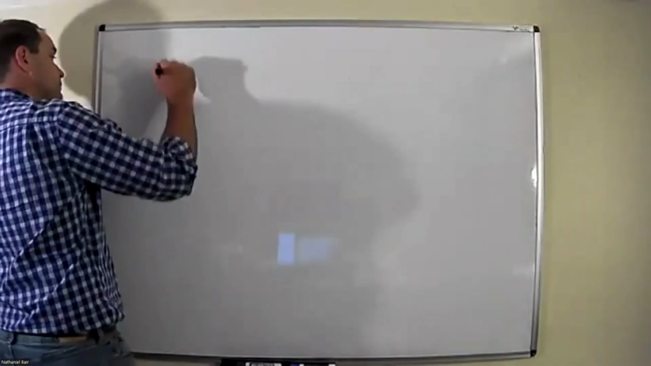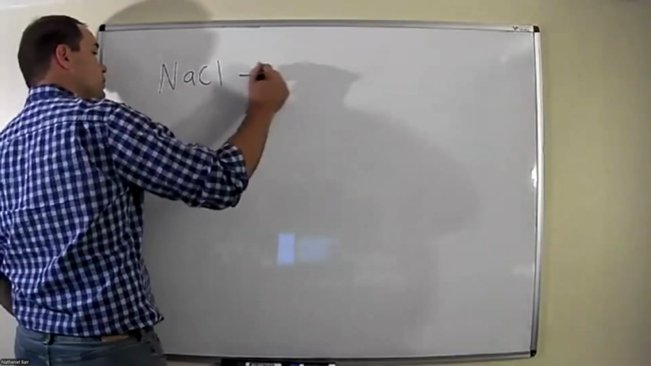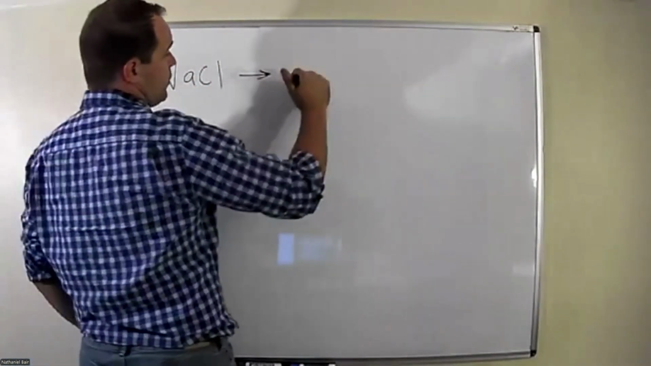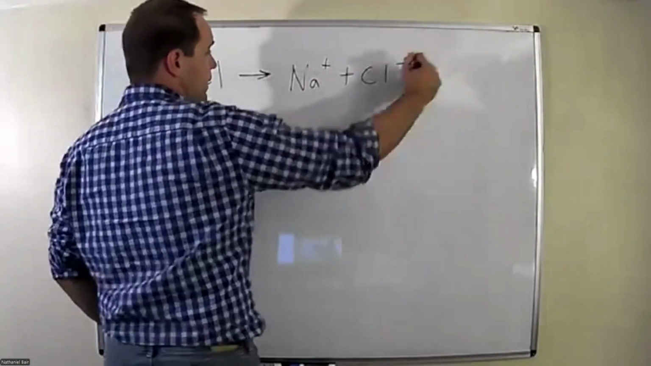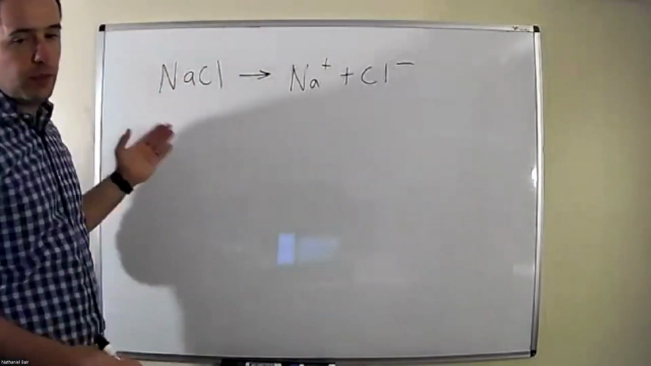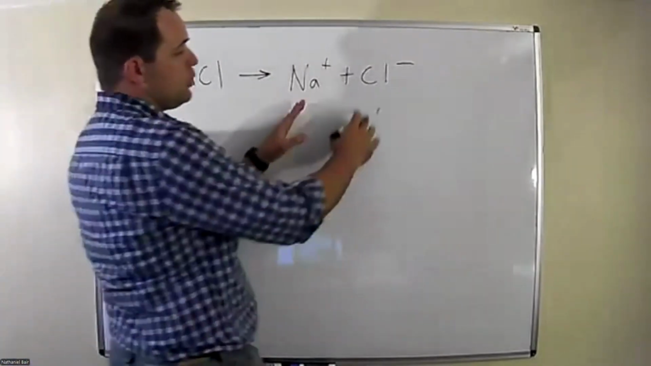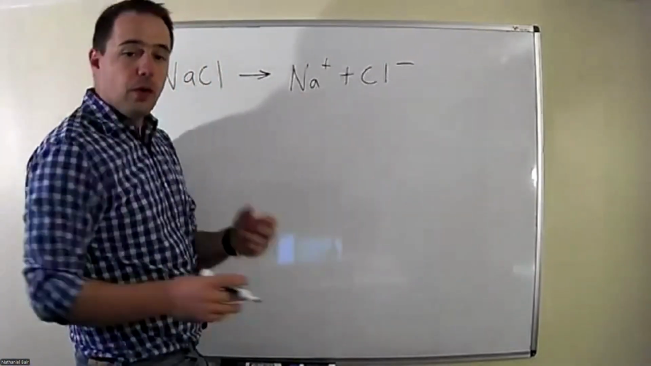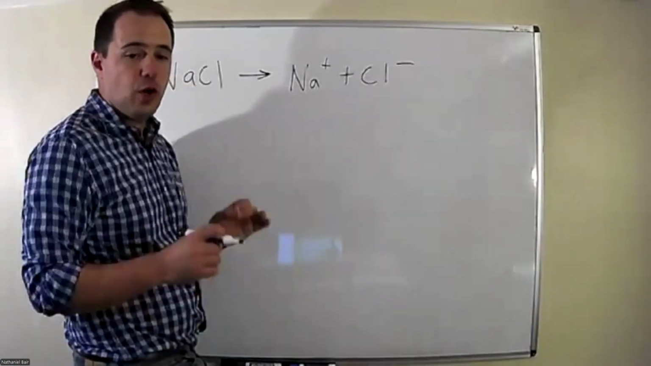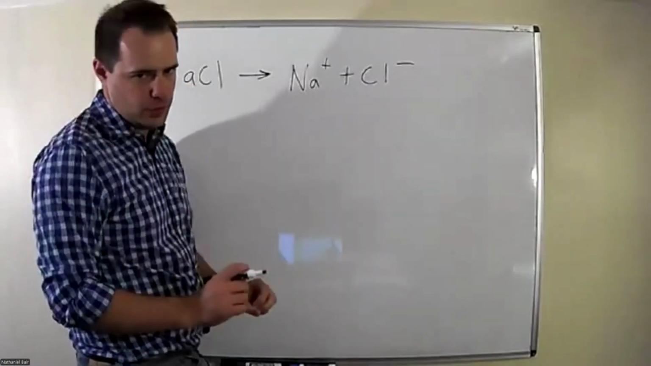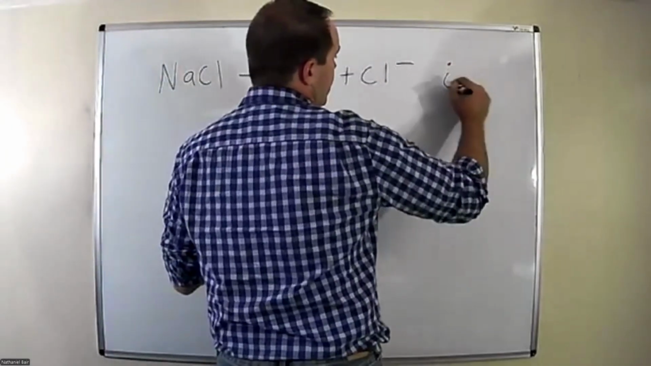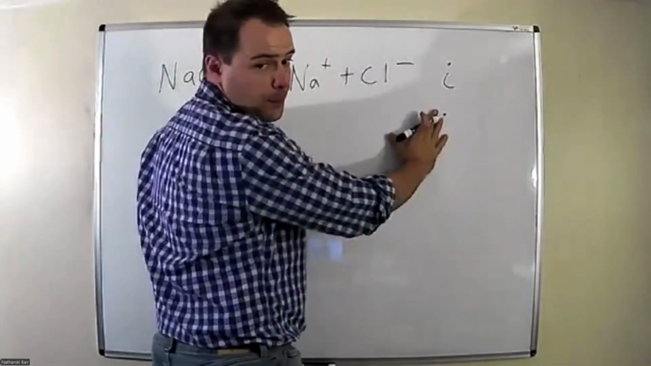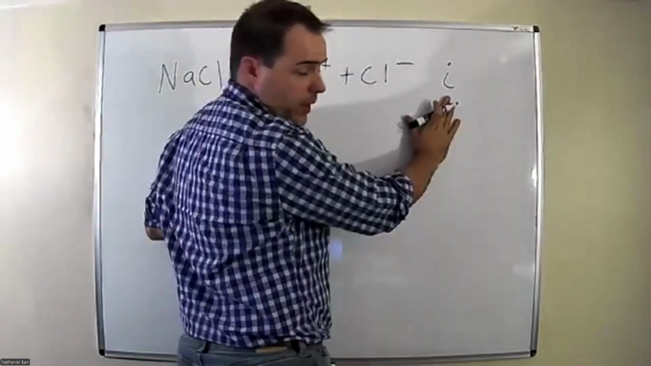For example, sodium chloride. When sodium chloride dissolves, it breaks up into sodium cations and chloride anions. So 1 molecule of sodium chloride generates 2 ions, 2 particles. And we have a term for this. It's called the Van't Hoff correction factor. It's on the slide, chill. And we abbreviate it with a lowercase letter i.